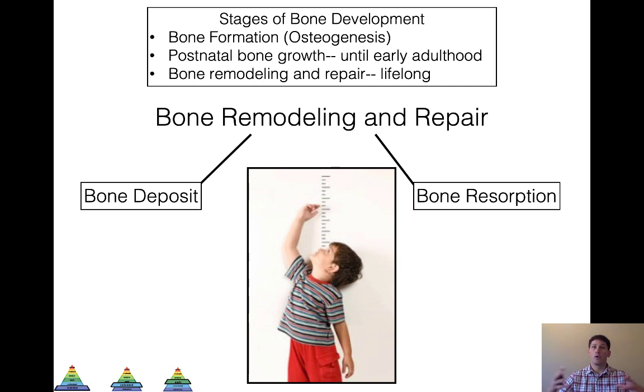This happens at all stages of life. Remember, bone formation is when we're talking about our fetal development. Postnatal growth after we're born was what we just looked at with interstitial and appositional growth. Now we're talking about from birth until death: bone deposit and bone resorption.